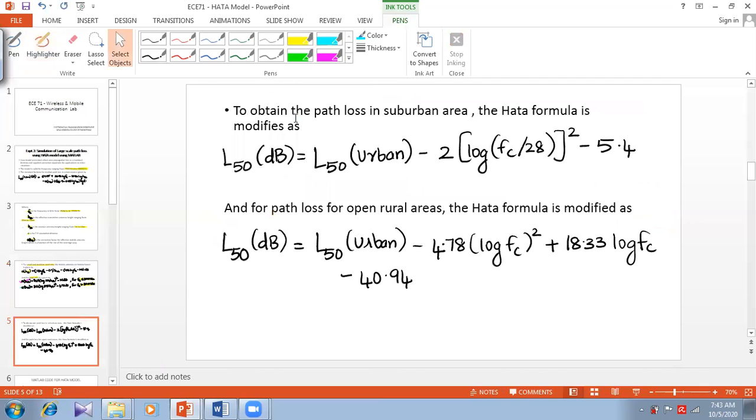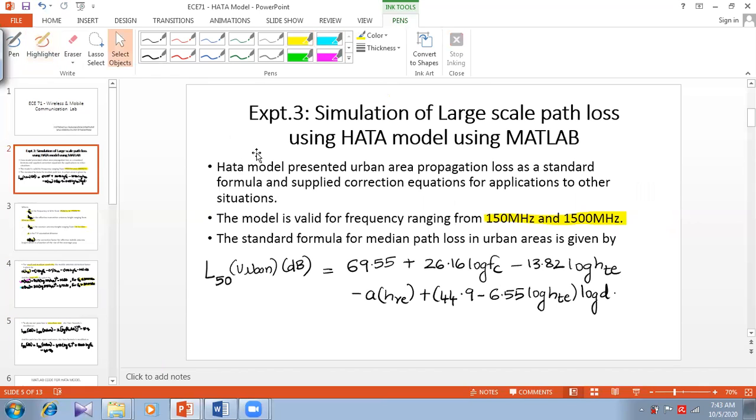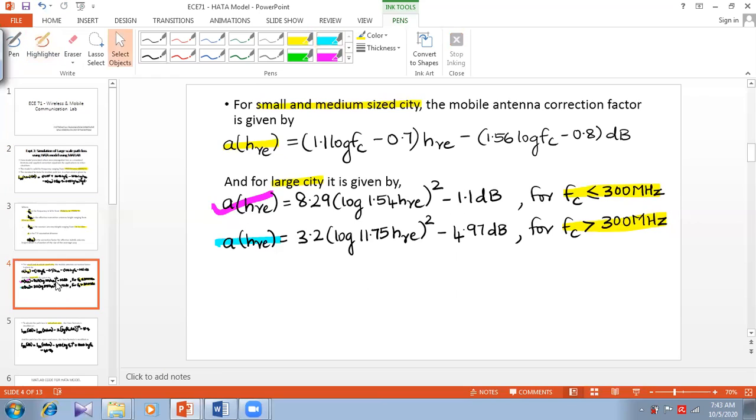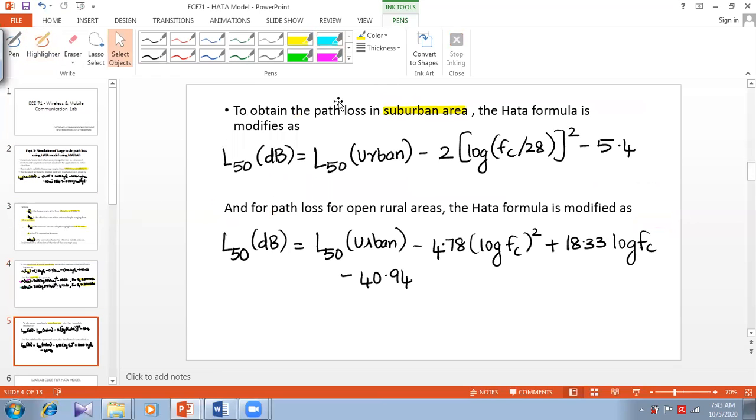Let us see what he further suggested. To obtain path loss in a suburban area, as we saw initially, the formula given by Hata was for urban area. Now, if we have to find out the path loss in a suburban area, the same formula can be used with a correction factor again.